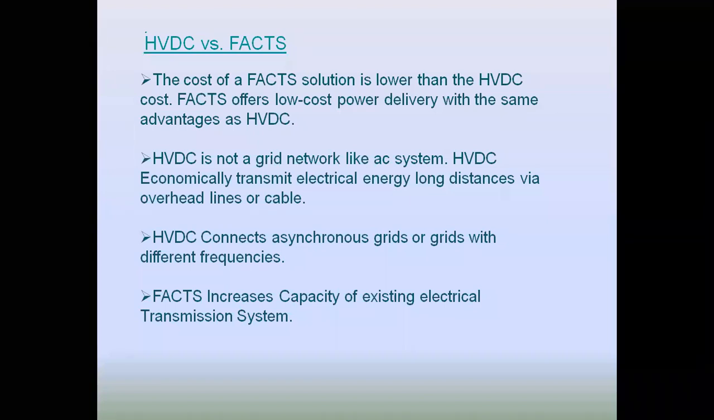HVDC is also advisable once you have asynchronous grids, meaning two different frequencies. For example, in future it may be possible to connect a 50 hertz supply and a 60 hertz supply to form a world grid. There, HVDC technology is advisable. Otherwise, we generally generate, transmit, distribute and utilize only AC at 50 hertz frequency in Asian countries, and only American countries follow 60 hertz, and some European countries have a mix of 50 hertz and 60 hertz.